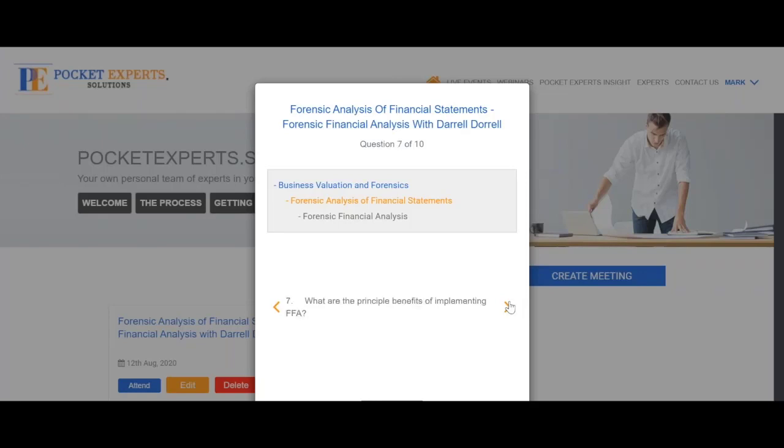Okay. What are the principal benefits of implementing the FFA? Well, I'll tie those back to the 5 categories: composition, boundaries, central tendencies, dispersion, and dynamics. Anytime you look at any data set of any sort, those are the 5 criteria you need to introspectively review.